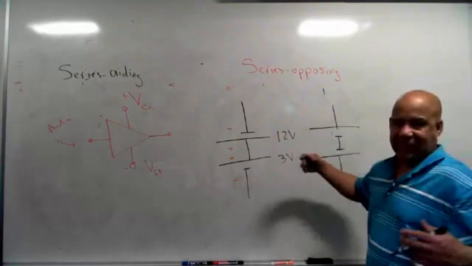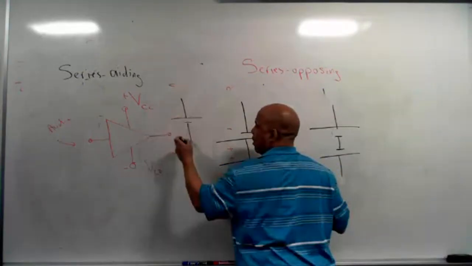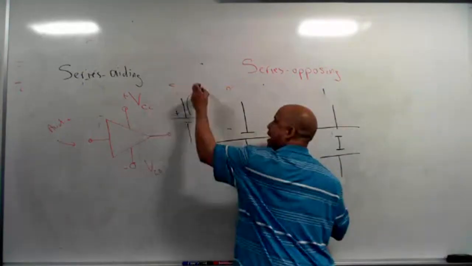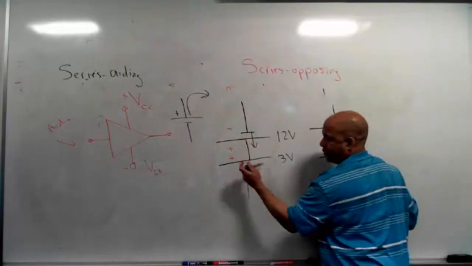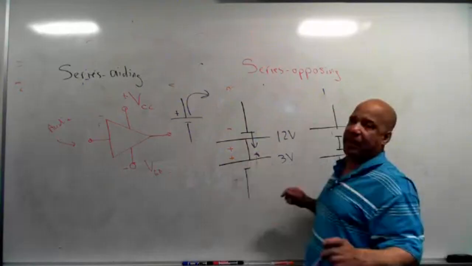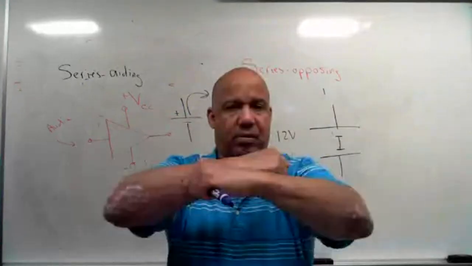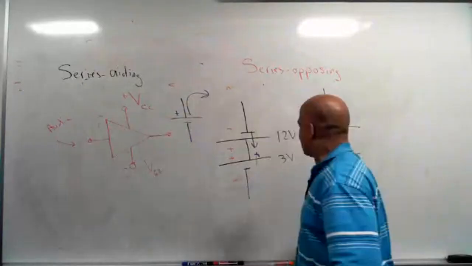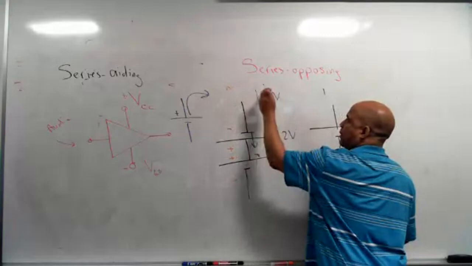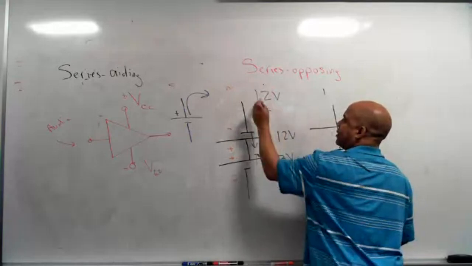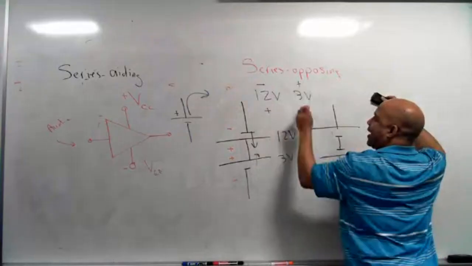When I say fighting against each other, remember that when we think of a battery using conventional current flow, current comes out of the positive side of the battery. So this is trying to send current this way, and this one is trying to send current that way. In terms of current, you can see those currents fighting against each other. They're going to cancel out. But we like to think in terms of voltage. So I've got 12 volts with a polarity like this, and 3 volts with a polarity like that.